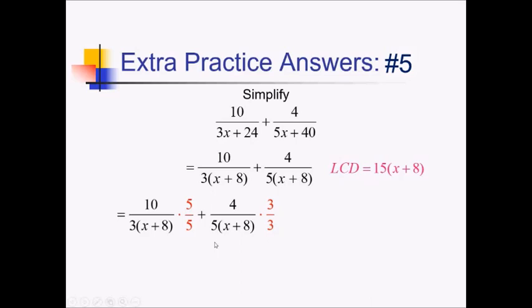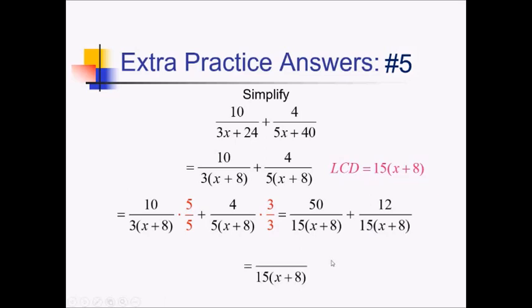Actually multiplying those out, for this first setup now we've got a 10 times 5, or 50, in the numerator, and this is going to be 15 times x plus 8 in the denominator, which was the LCD that we were trying to get. For the second fraction, 4 times 3 gives me 12 upstairs, over 15 times x plus 8. I've got the same denominator, so let me just keep that, and let me add the 50 and the 12 in the numerator. That's going to be 62.